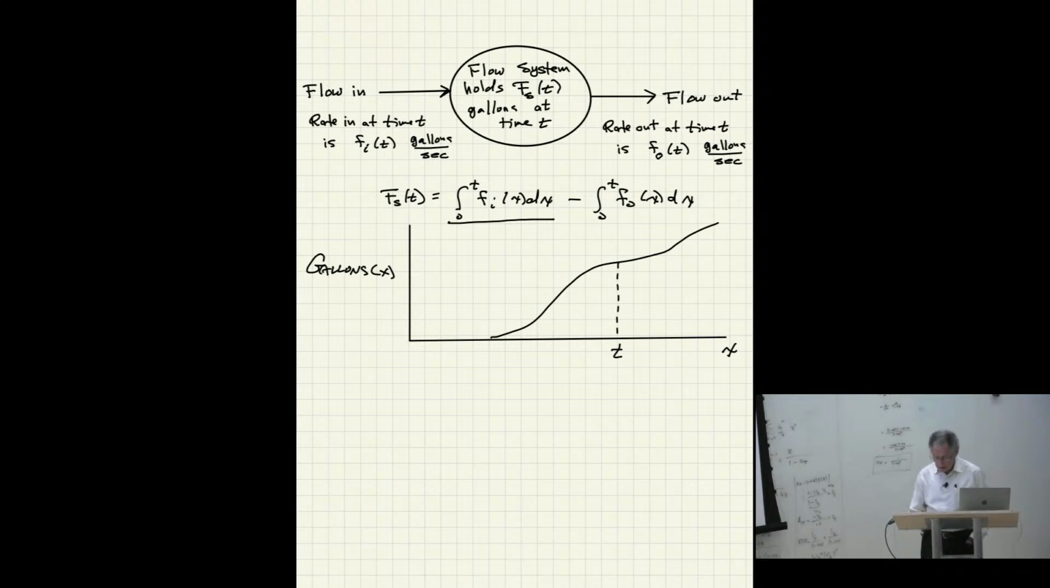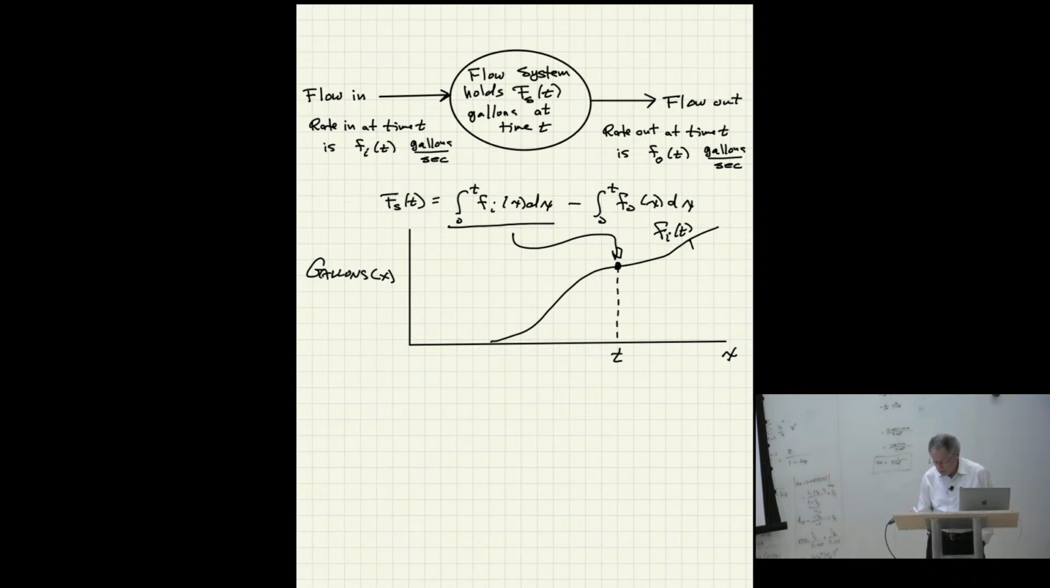At some point t, this is that integral. Now at the same time I could plot f sub I of t, and in particular its integral, but the slope of this function is f sub I of t itself. The function itself, the curve, is the integral of that.